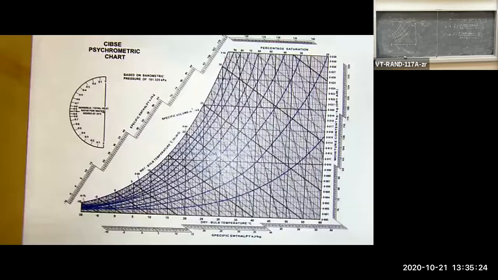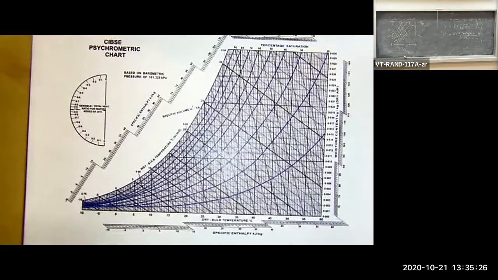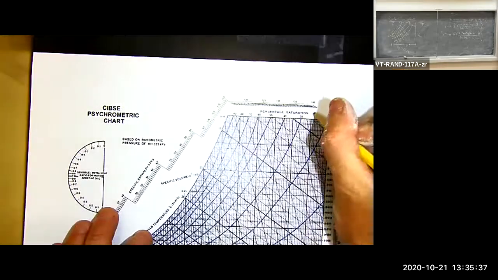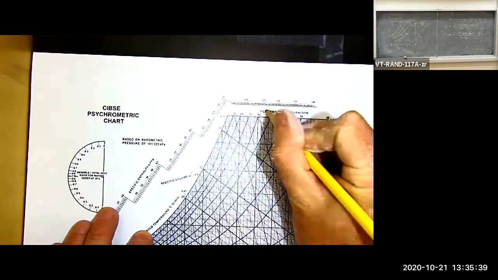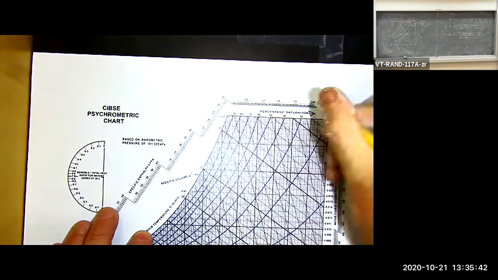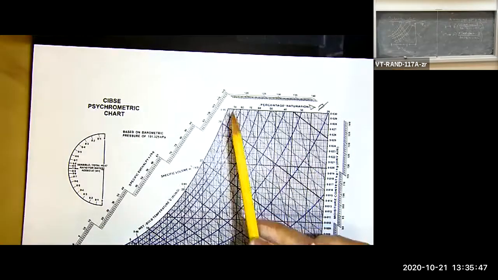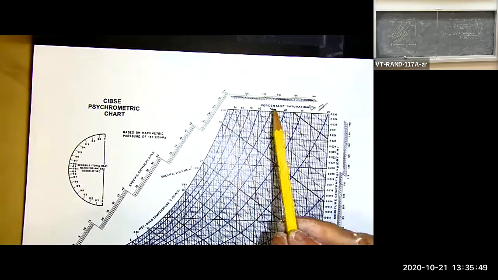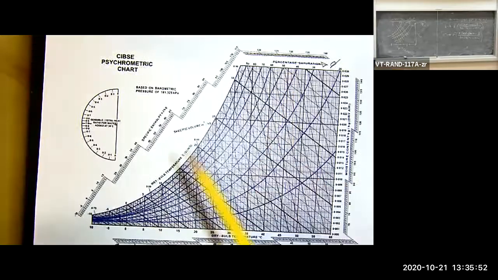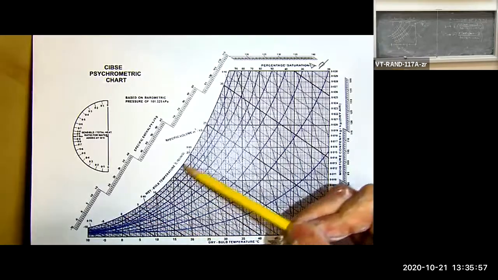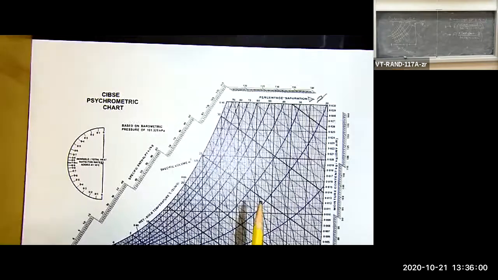So here we have a psychrometric chart, a little bit hard to see here. Unfortunately, my scanner here is not the best. At the top where it says percentage saturation, that refers to relative humidity, percent saturation. Here's 90%, here's 100%. This line right here represents 100% relative humidity. So that's the saturation line.